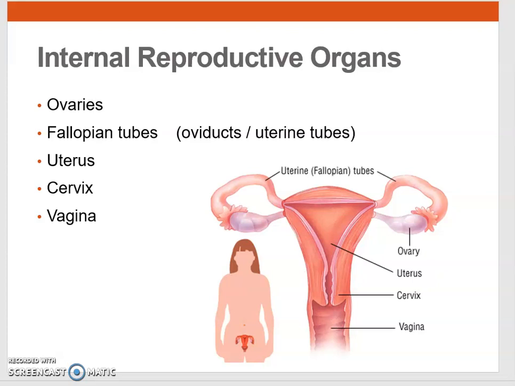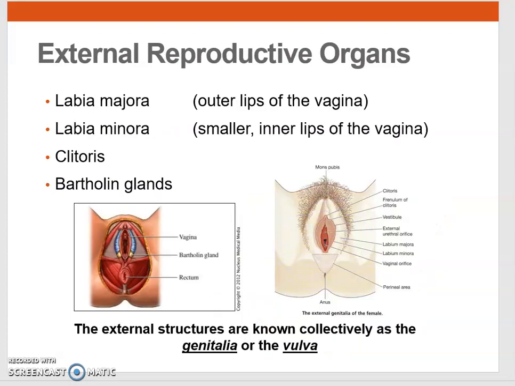In the female anatomy, we consider there are internal and external organs. Slightly different than what we perceive in the male anatomy. We consider those to be external organs. So the internal reproductive organs in the female anatomy are the ovaries, fallopian tubes, which also might be called oviducts or uterine tubes, the uterus, cervix, and vagina. And these are all considered, once again, to be the internal reproductive organs.